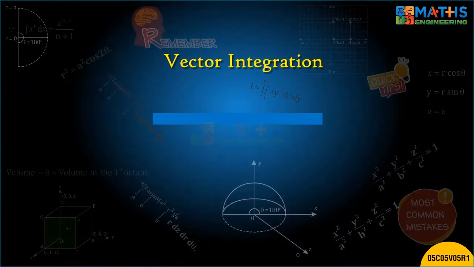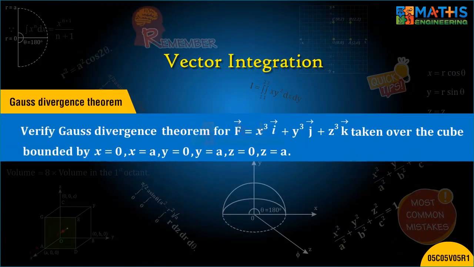In this video, we are going to discuss Gauss divergence theorem. The problem given here is verify Gauss divergence theorem for F vector is equal to x cube i vector plus y cube j vector plus z cube k vector taken over the cube bounded by x is equal to 0, x is equal to a, y is equal to 0, y equal to a, and z is equal to 0, z is equal to a.